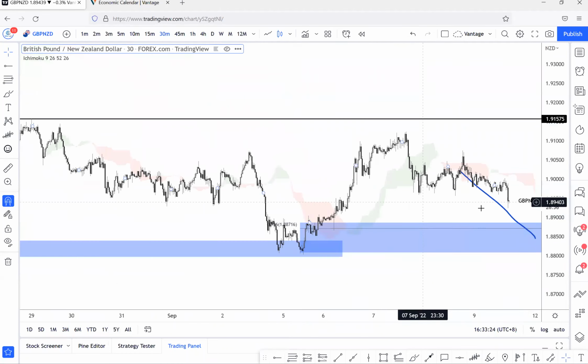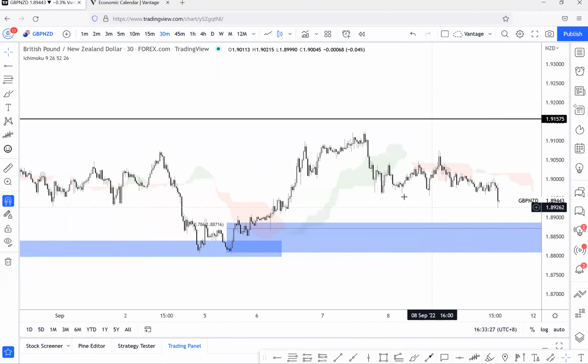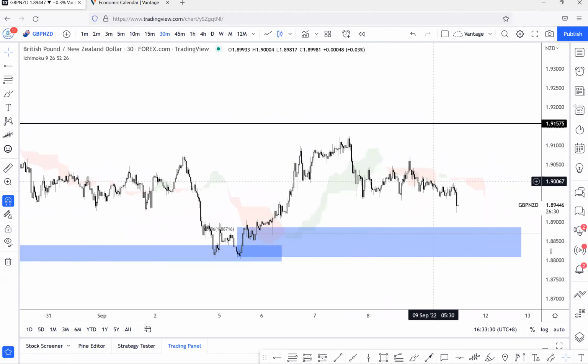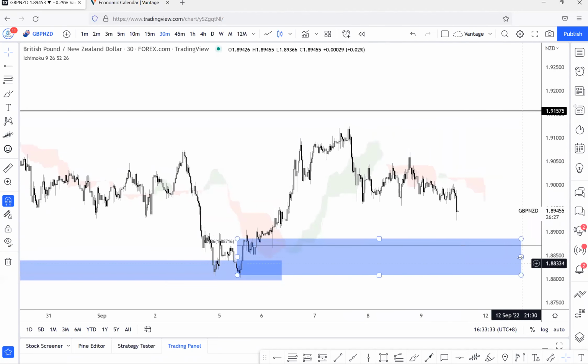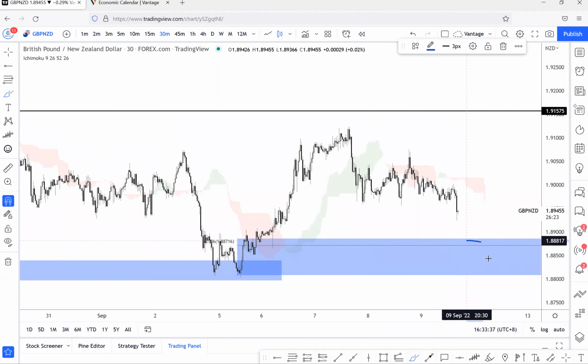Okay, so let's see where it is. Currently there isn't much. You can see that price is just trading very small movements here. So I want to see how price reacts coming into this region. This is the key region for me. You can see the 78.6 retracement.